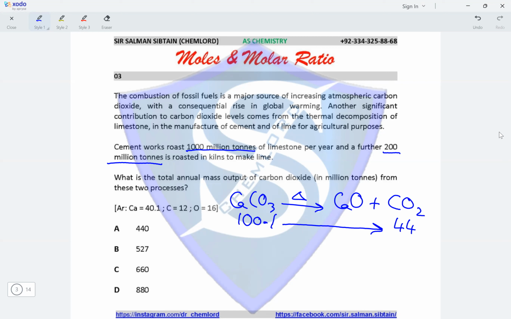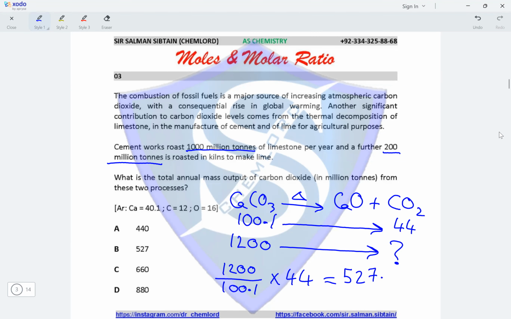The amount of calcium carbonate that is roasted per year is 1200 million tons. So we need to find out how much carbon dioxide is produced. The calculation would be 1200 divided by 100.1 multiplied by 44. This gives us a value of 527.47 million tons of carbon dioxide. So this makes option B the correct option for this question.